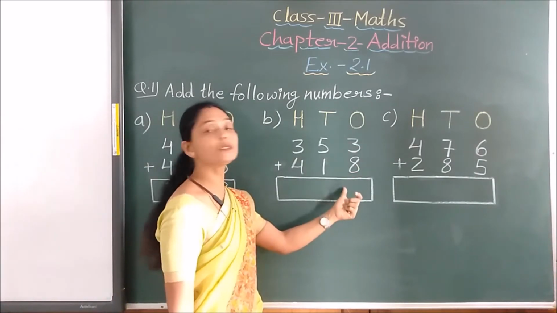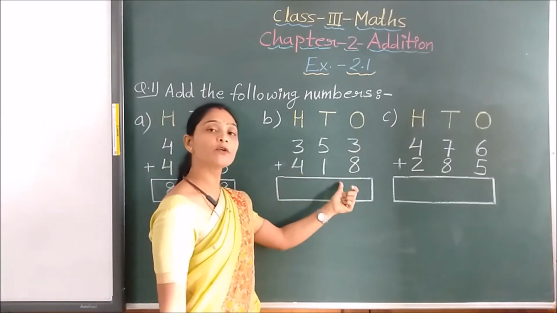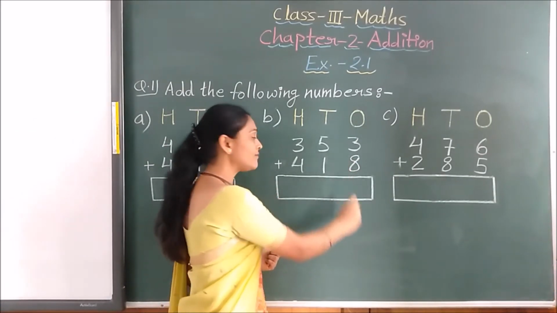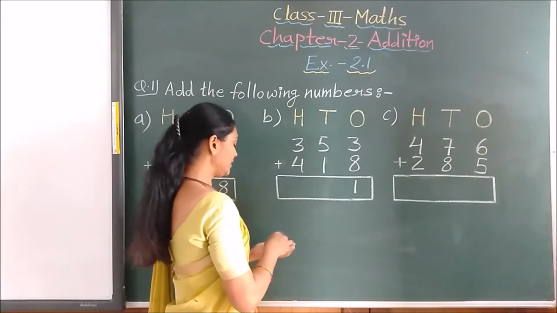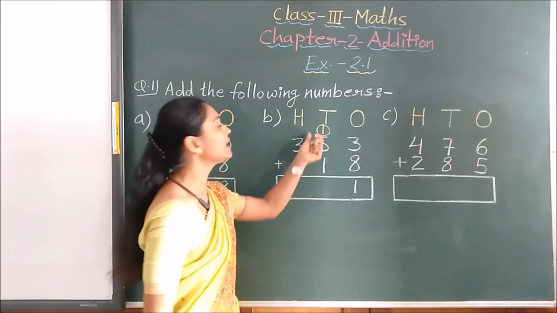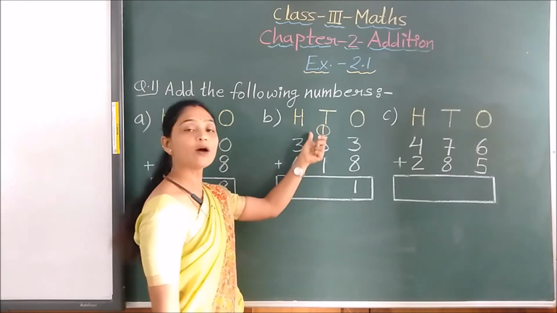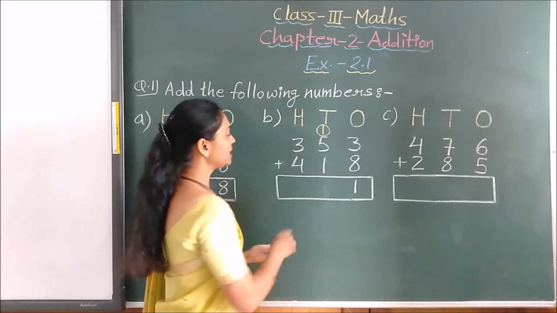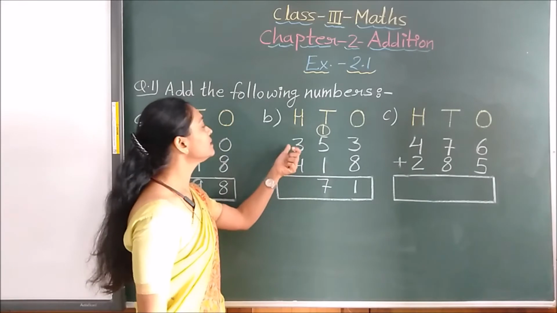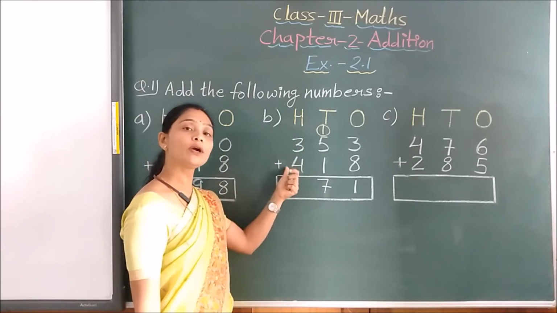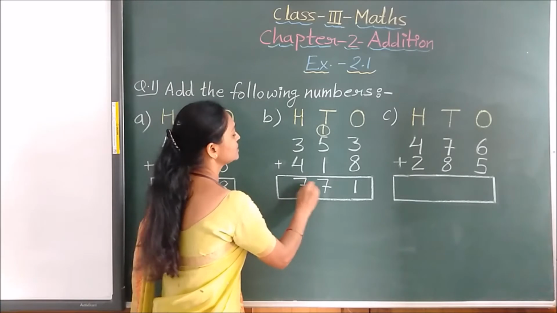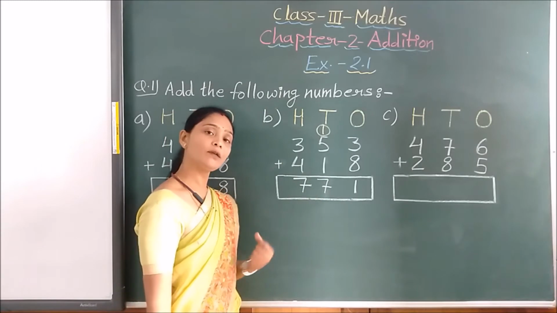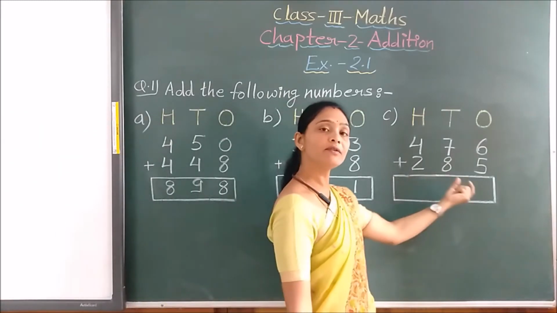Now we will see this one. Here also we have to do the same steps. We have to start addition from the ones place. So 3 plus 8, how much? 3 plus 8, 11. So we will write here 1, and we got 1 carryover. This carryover we have to write here on the tens place. Now 1 plus 5, 6, and 6 plus 1, 7. So we will write here 7. And then 3 plus 4, 7. So here also 7. So now which number we got, children? We got 771.